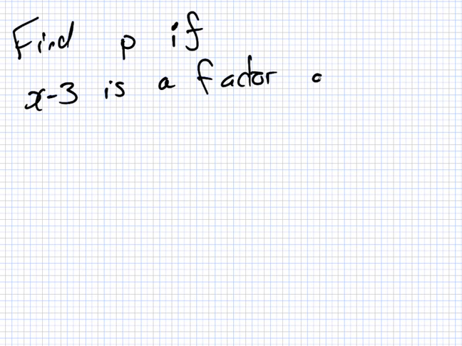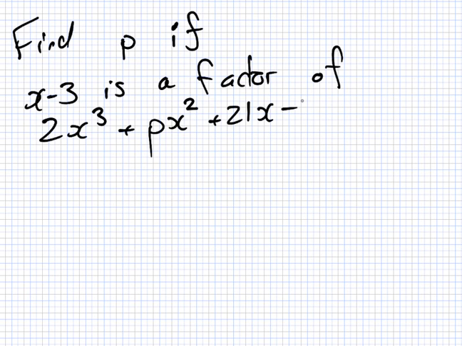Find p if x minus 3 is a factor of 2x cubed plus px squared plus 21x minus 18.